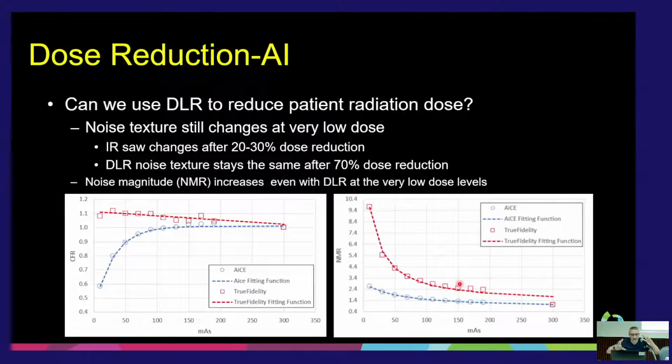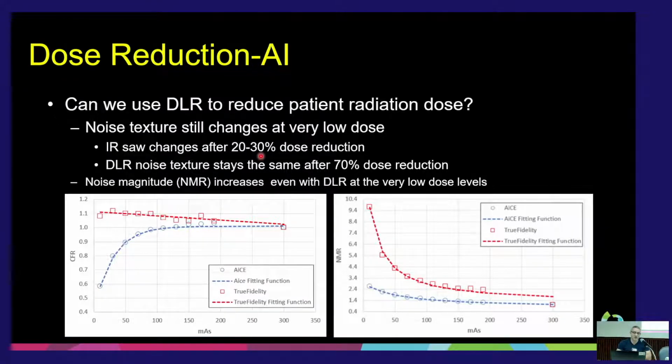So putting all this together, what we found was, if you didn't want to let noise texture change, so if you wanted to go from a traditional filtered back projected image, reduce the dose a little, and turn up iterative reconstruction to clean up the noise, after about 20 to 30% dose reduction, your iterative reconstruction will keep removing noise, but it starts to change the texture. It starts to soften the image, which is what we've dealt with over the last decade.